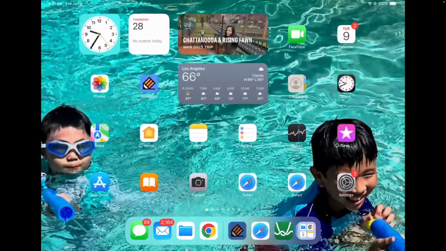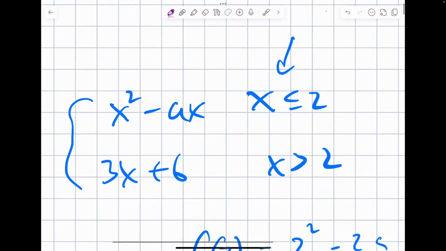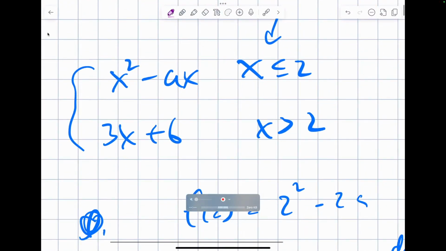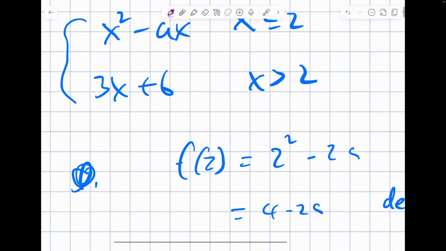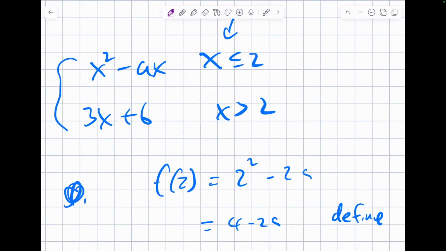If it's on FRQ, how would I write it? F of 2, remember, follow this condition. Is f of 2 defined? Yeah, it's defined because I can plug in 2, not into the second equation, but the top equation. So f of 2 is 4 minus 2a. Defined.